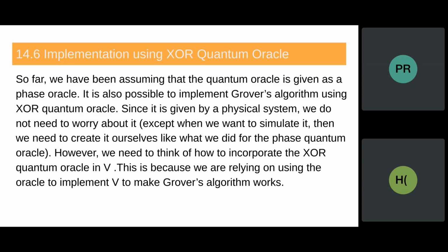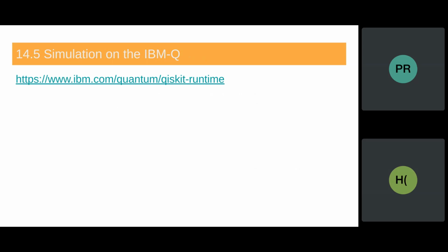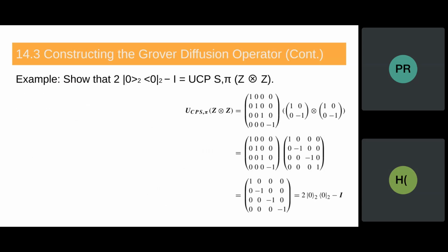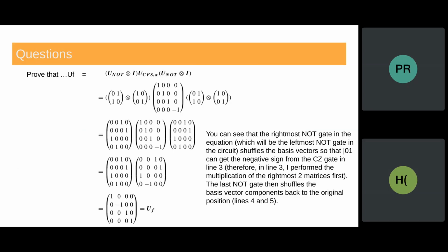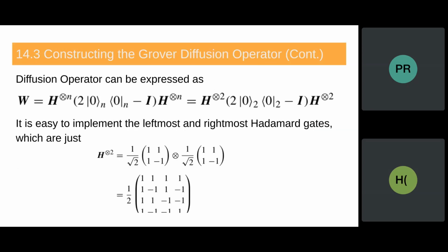So we have been assuming that the quantum oracle is given as a phase oracle. This is based on the phase shift. The Z gate just does a phase shift. So this is a phase oracle implementation of W, and with Hadamard all the time. Hadamard is required because every time you have to measure in the unit basis, this ket 0, ket 1 basis.